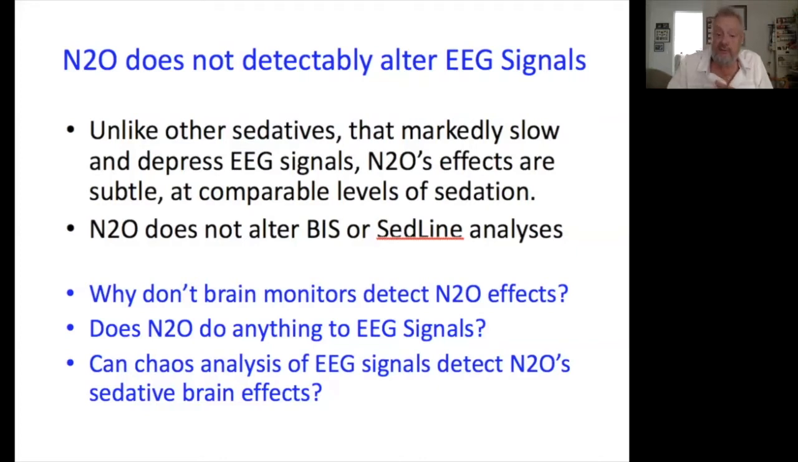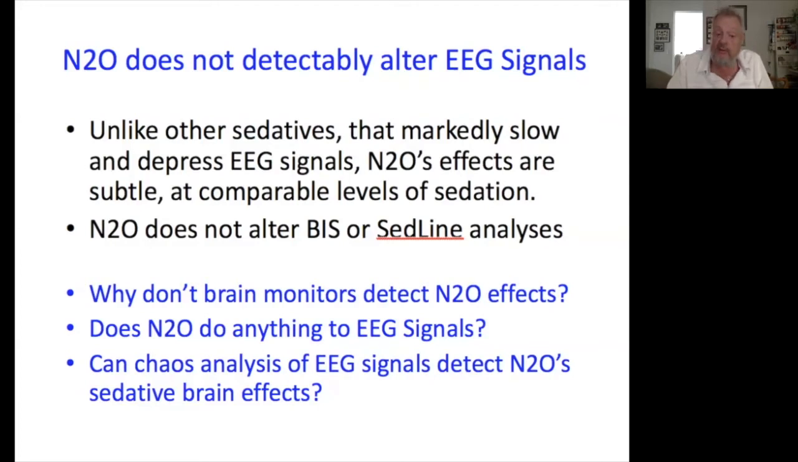So we're asking three questions today. Why don't brain monitors detect nitrous effects? Does nitrous do anything to the EEG signal? Maybe that's why the monitors don't work if there's no change in the EEG.